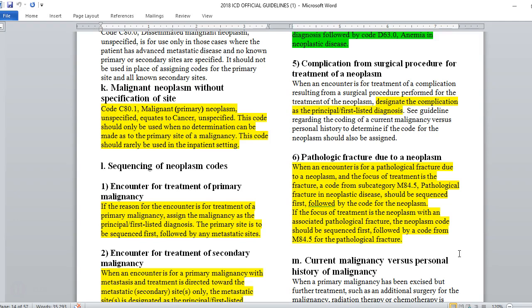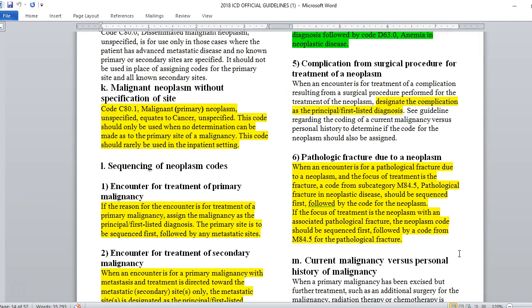Okay, so then we get to what we call a pathologic fracture. A pathologic fracture is a fracture that is caused by another disease or condition. So it's not caused by a fall or by a car accident. It's caused because of something like a bone tumor.